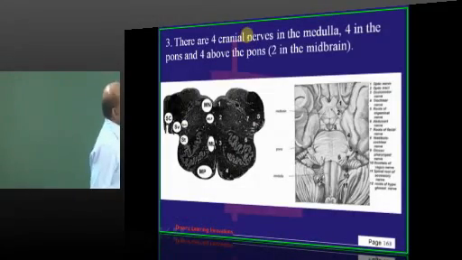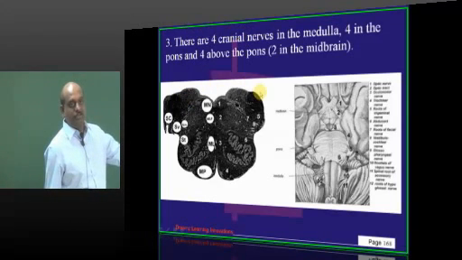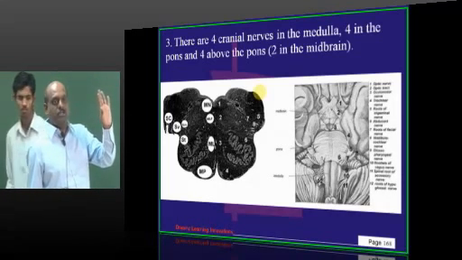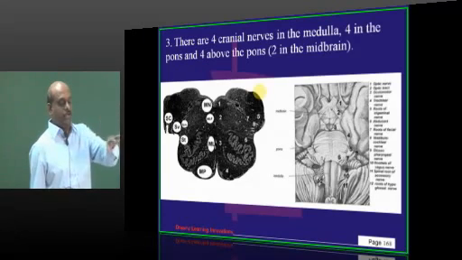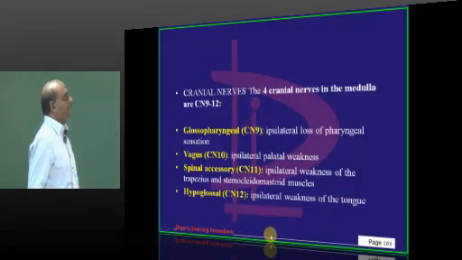Then doctor, in medulla you have 4 cranial nerves. You agree with me? 3, 4 midbrain, 5, 6, 7, 8 pons, 9, 10, 11, 12 medulla. You know very well.